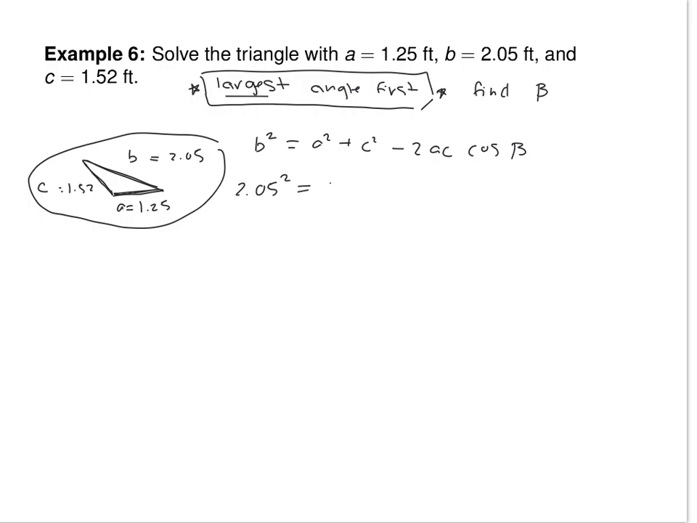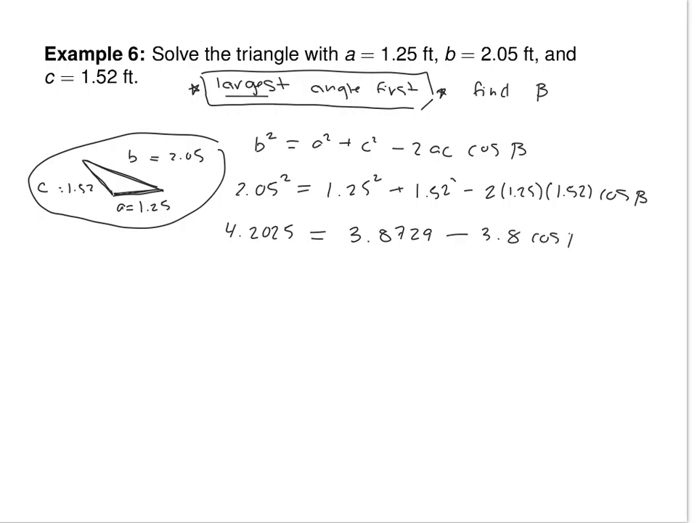So 2.05 squared equals 1.25 squared plus 1.52 squared, minus 2 times 1.25 times 1.52 cosine beta. So after all this squaring and adding, I got 4.2025 equals 3.8729 minus 3.8 cosine of beta.